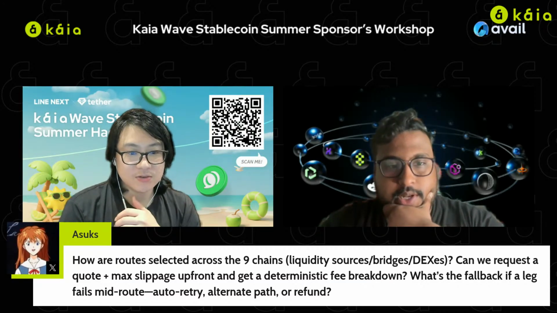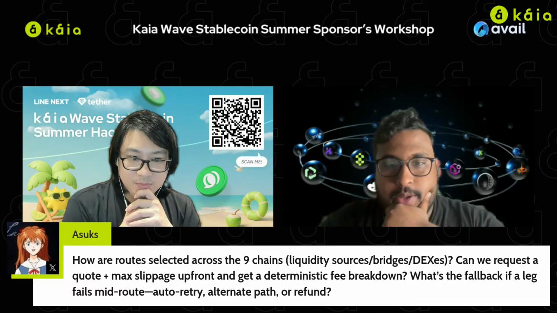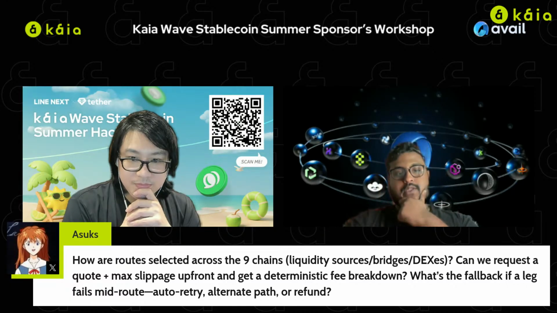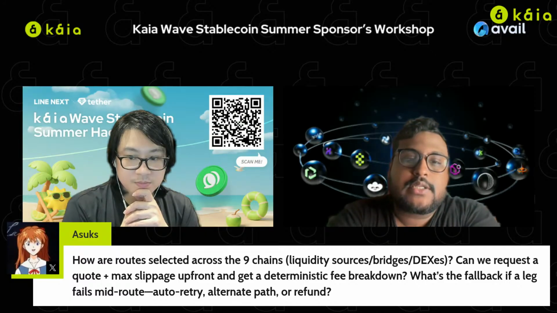Okay, how is route selection done across the 9 chains? Can you request a quote plus max slippage up front and get a deterministic fee breakout? What's the fallback if a leg fails mid-route? Oh okay, that's a really good question actually. So how are the routes selected from the 9 chains, or 10 chains actually?